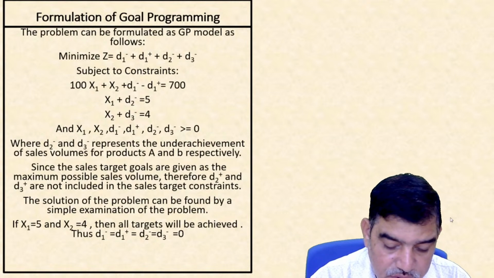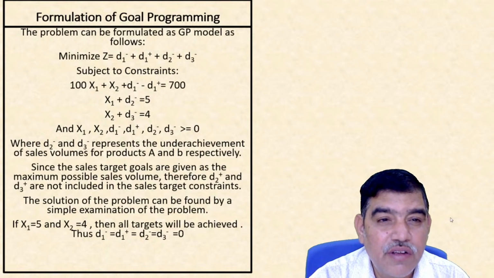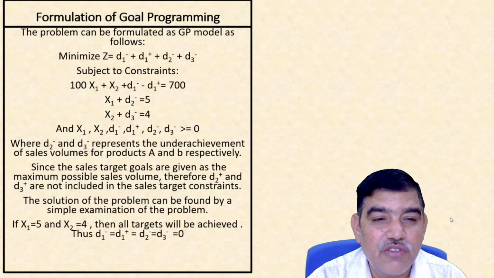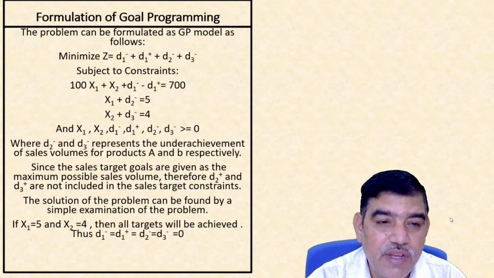5500, x1 plus d2 negative minus d2 positive equal to 800, which is the second constraint, and the third constraint is that is the first equation, is the whole equation. Similarly, in our example, minimize z is the objective function subject to constraints, that is the whole equation, 100 x1 plus x2 plus d1 negative minus d1 positive equal to 700 is the whole equation, and the constraints are x1 plus d2 negative equal to 5 and x2 plus d3 negative equal to 4.